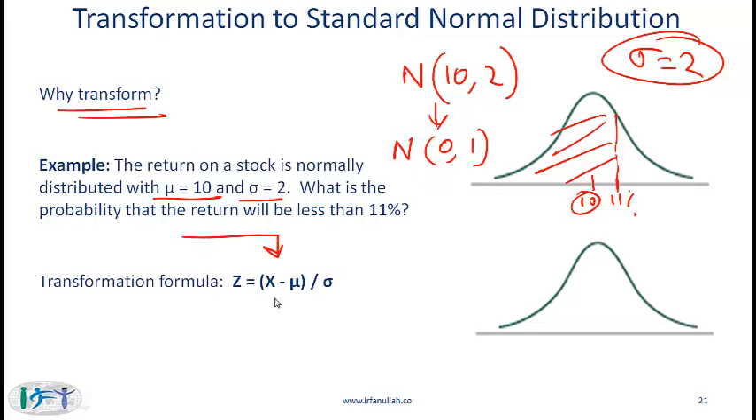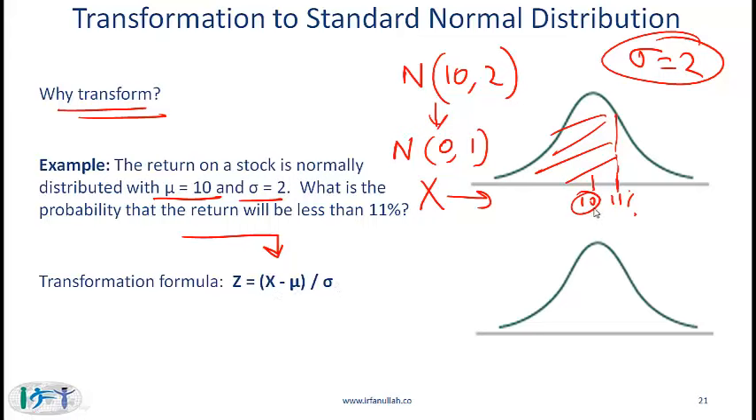To do the transformation, here is the formula that is needed. You have an x value, and that is what we have over here. For your normal distribution, the random variable is denoted by big X, and we want to find the probability that this big X is less than or equal to 11. So let's do the transformation of this normal distribution into standard normal using this formula. The z value is equal to x minus mu divided by sigma.